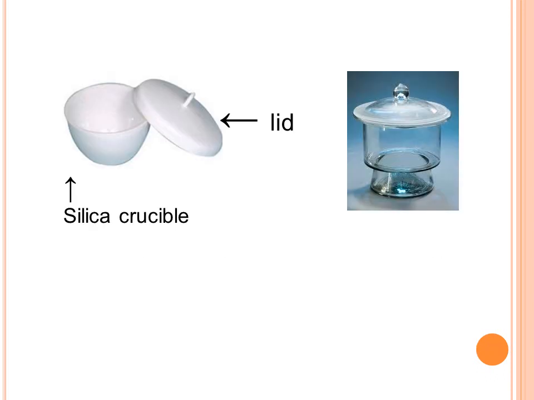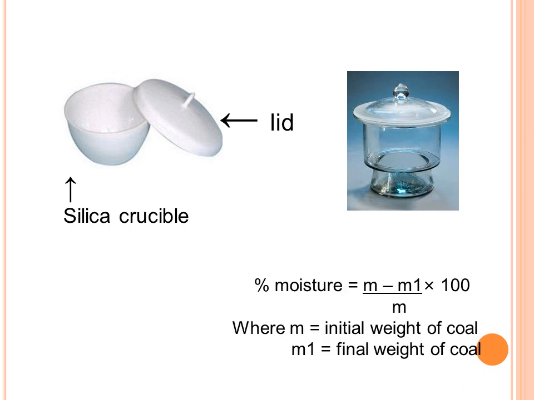So this is the silica crucible with its lid, and this is the desiccator. At its bottom we have to take some adsorbent, so that if moisture is there, it will be adsorbed by that adsorbent. This is the formula: percentage of moisture is equal to m minus m1 upon m into 100, where m is the initial weight of coal and m1 is the final weight of coal, that is, the weight of that coal after the experiment, after 1 hour.